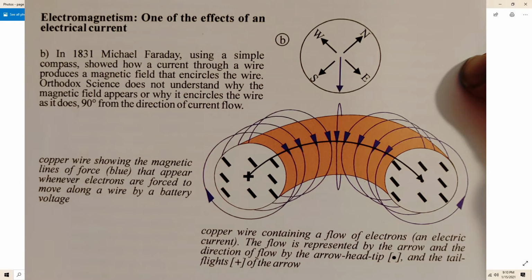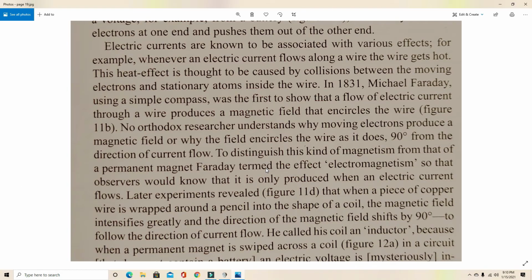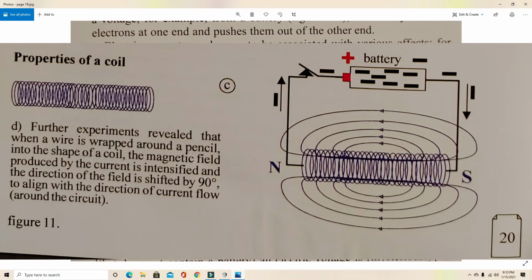To distinguish this kind of magnetism from that of a permanent magnet, Faraday termed the effect electromagnetism so that observers would know that it is only produced when an electric current flows. Later experiments revealed that when a piece of copper wire is wrapped around a pencil into the shape of a coil, the magnetic field intensifies greatly and the direction of the magnetic field shifts by 90 degrees to follow the direction of the current flow.